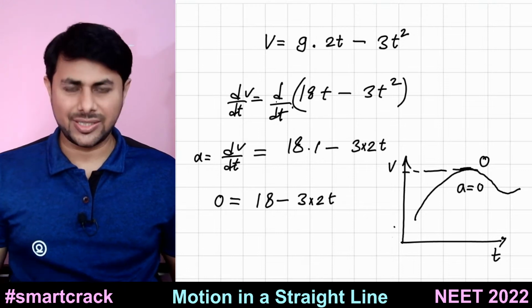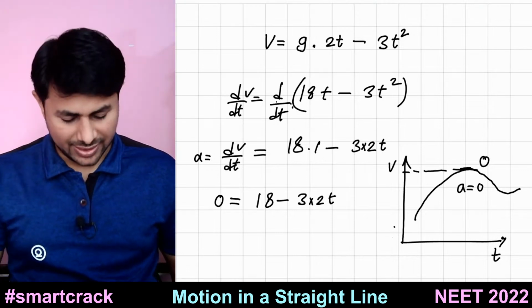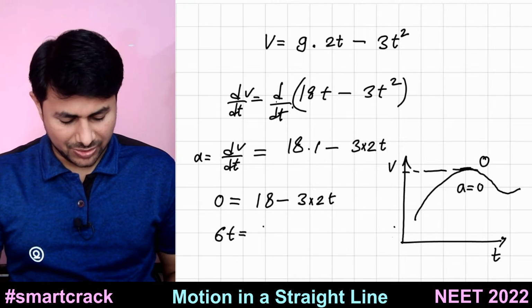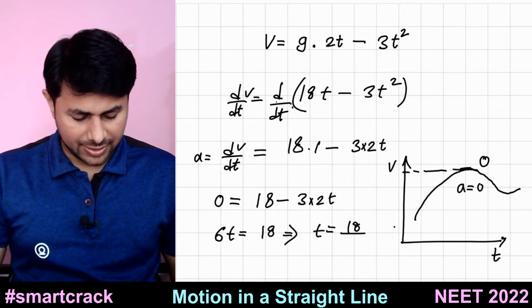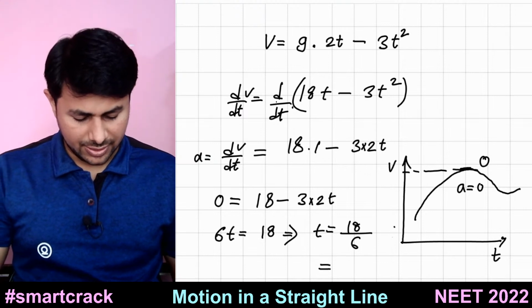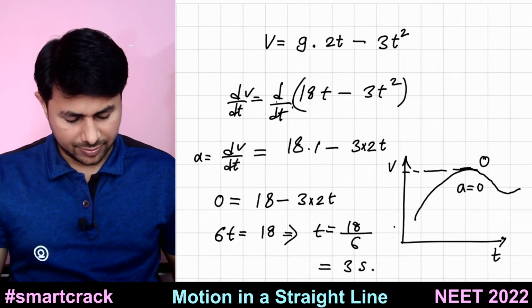So 3 times 2 is 6. 6t we can take on the other side, so we get 6t equals 18. So t equals what? 18 divided by 6, and that is 3 seconds.